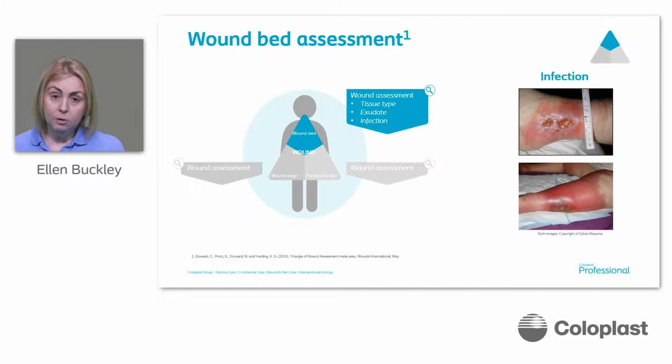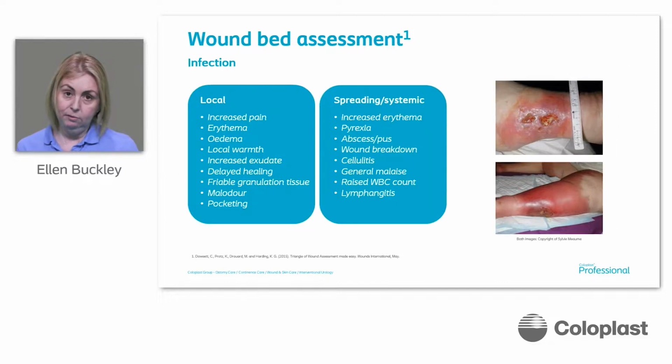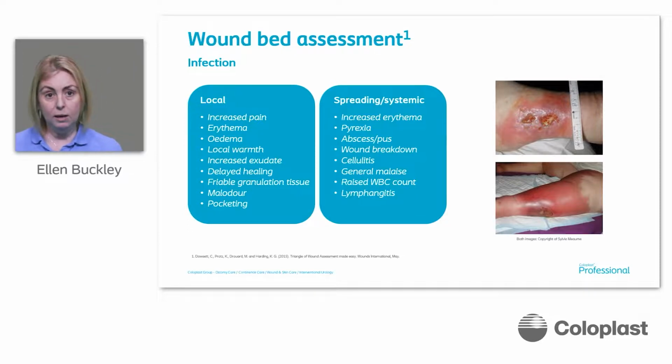So as well as our wound bed assessment, when we're looking at tissue types and exudates, we also move into looking at different signs and symptoms of infection that may or may not be present. When we look at signs and symptoms of infection, we look at local signs of infection that you might see in a wound, and then perhaps you might see a patient with spreading or systemic signs of infection as well.